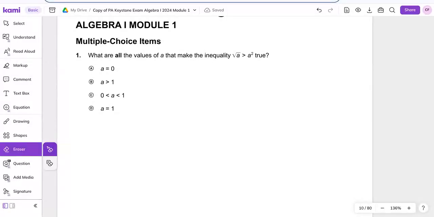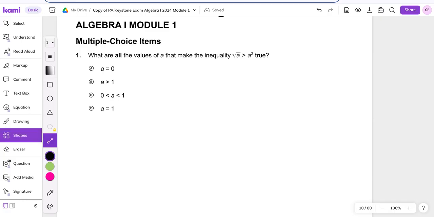In this problem, we are trying to figure out what are all the values of a that make the inequality the square root of a greater than a squared true. We have 4 multiple choice options. We're going to test them all 4 out.